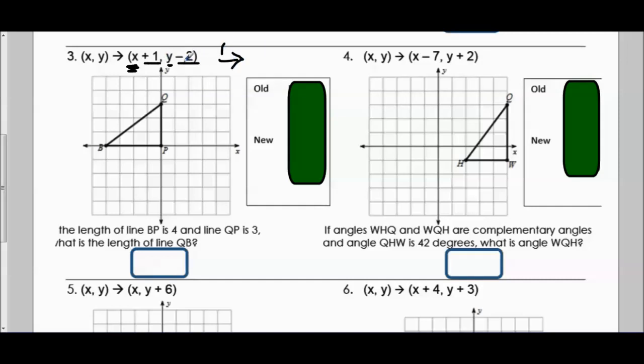And subtracting 2 from the y. The y is up and down. Subtracting 2 means we're going down 2. Okay, so we can think about it that way, or we can actually just look at the coordinates.